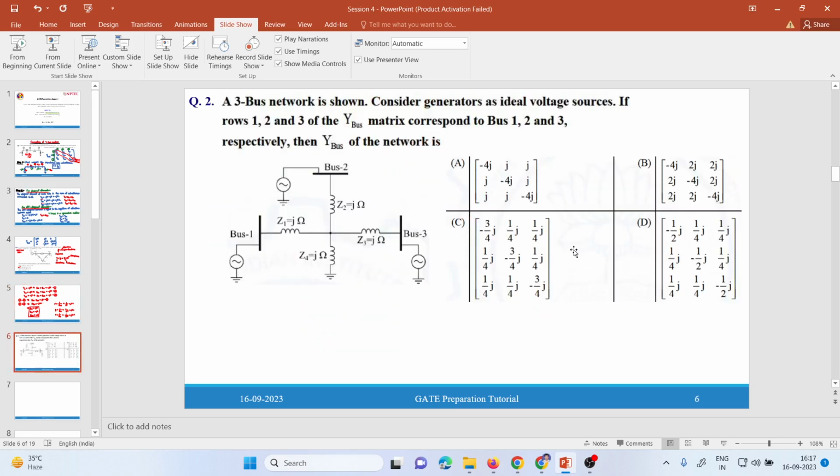So let us see the next problem. This problem is very nice, and I think it was recently asked in GATE. It was asked in GATE 2021.